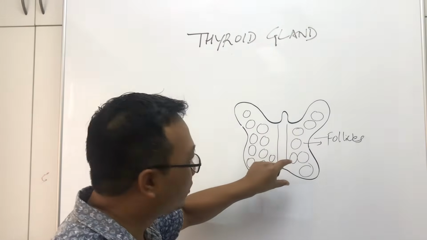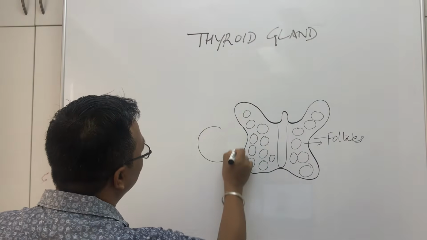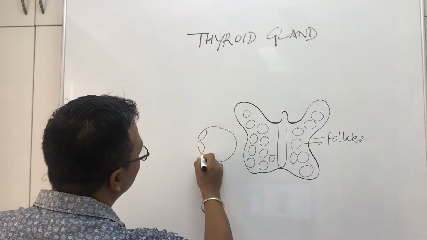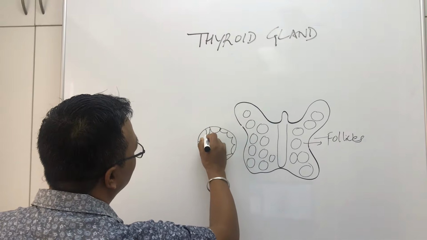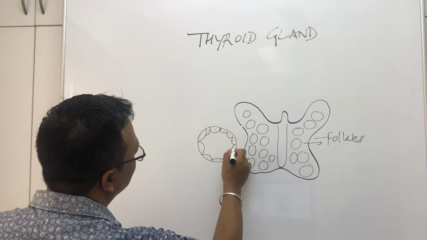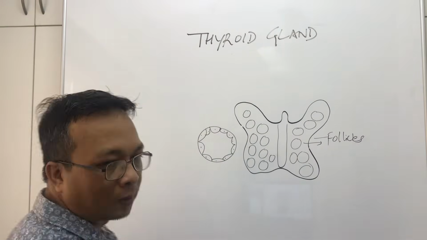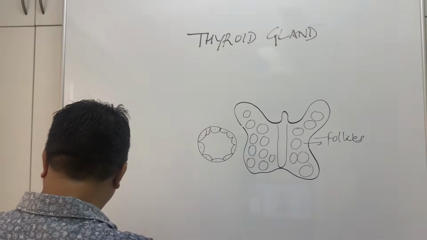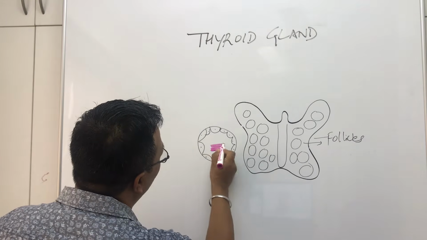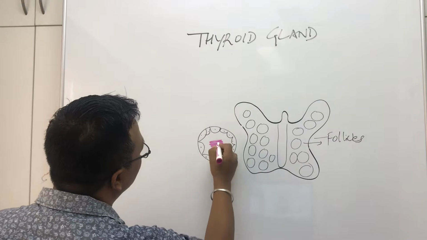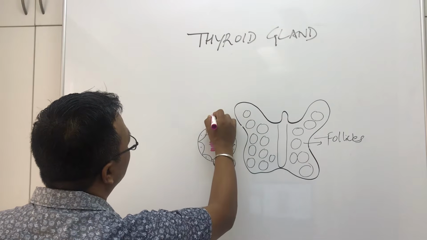So let's take one of these follicles outside, and you'll see that these follicles have this type of lining of cells, epithelial cells. Inside the follicles, you'll see some paste-like material which is called colloid.